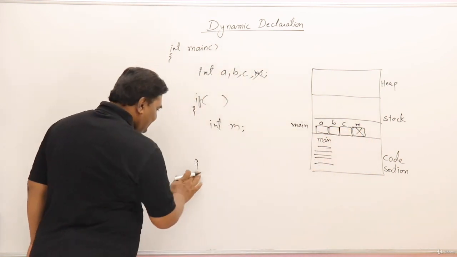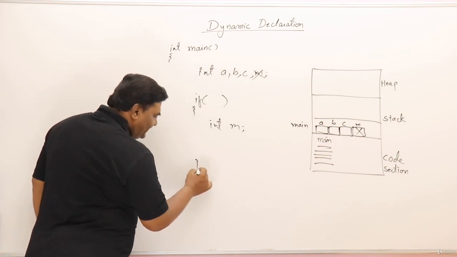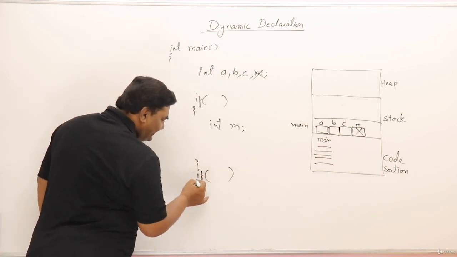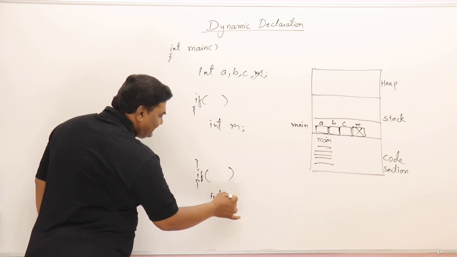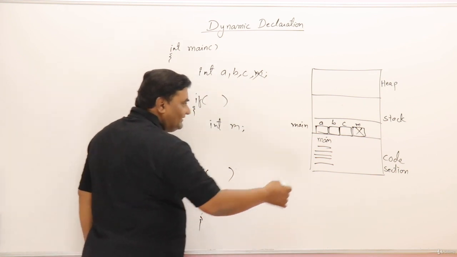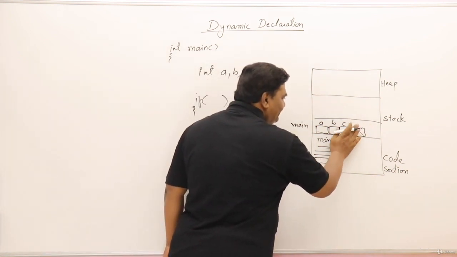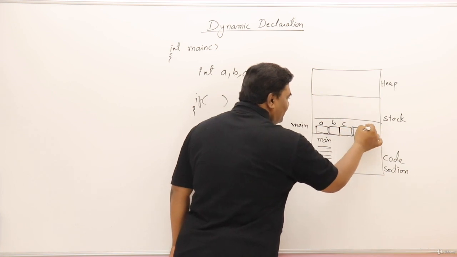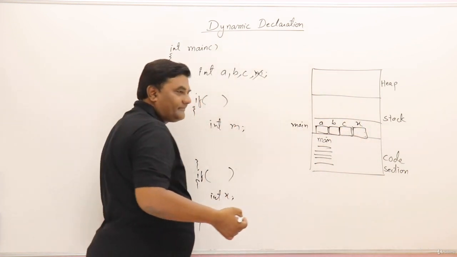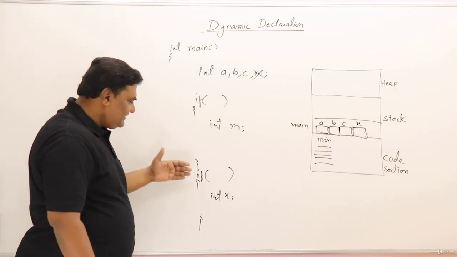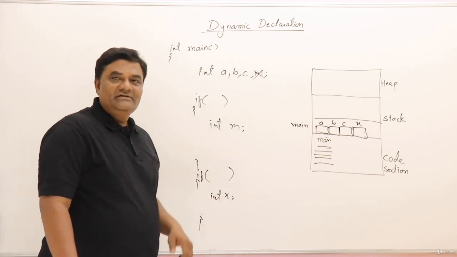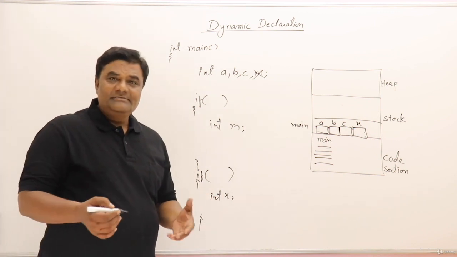And suppose here again you have one more if statement, then inside this again you need one variable, that is x, that is temporarily inside this block. Then again 2 bytes of same memory is allocated and utilized for another variable x, and that x will be there in the memory as long as this if is executing. So that is the benefit.